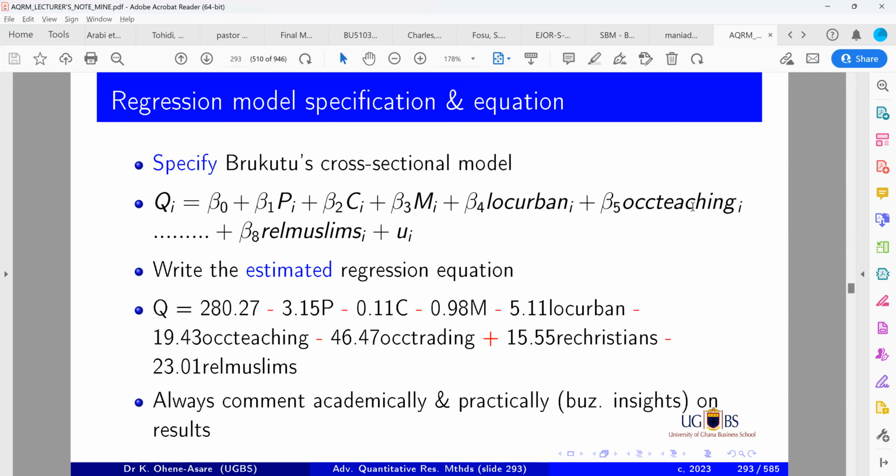So you write it like this. K equals 280, which is the intercept, minus 3.15 price. So it's the betas, as you can see at the top here, it's the betas you are changing.